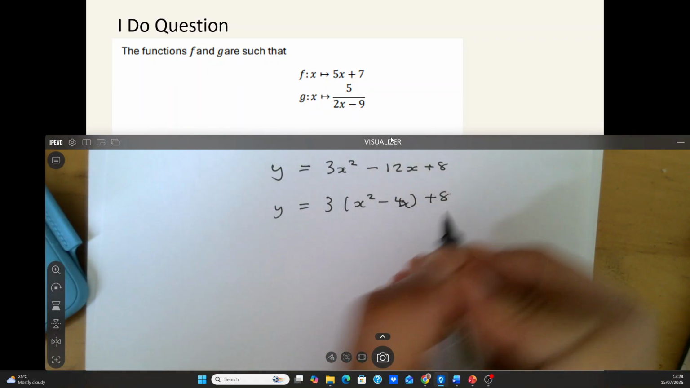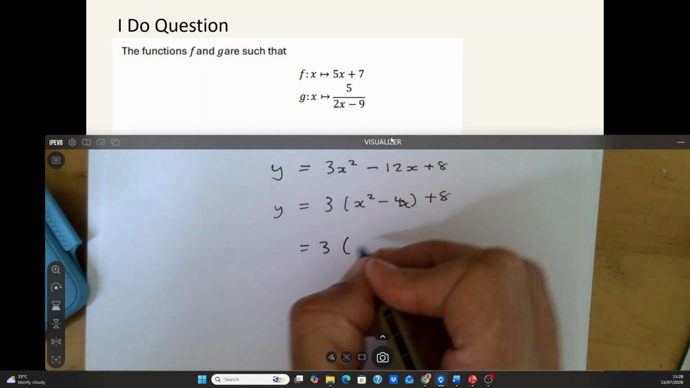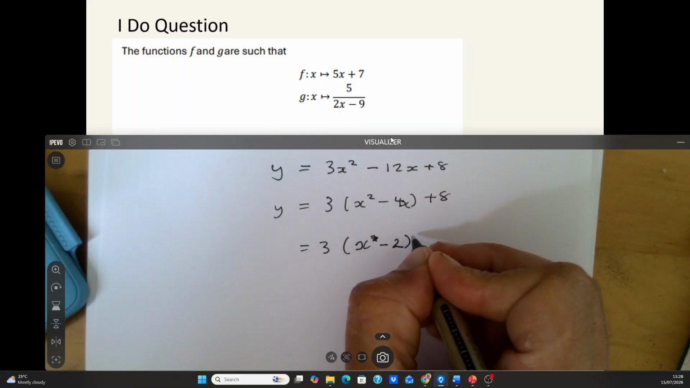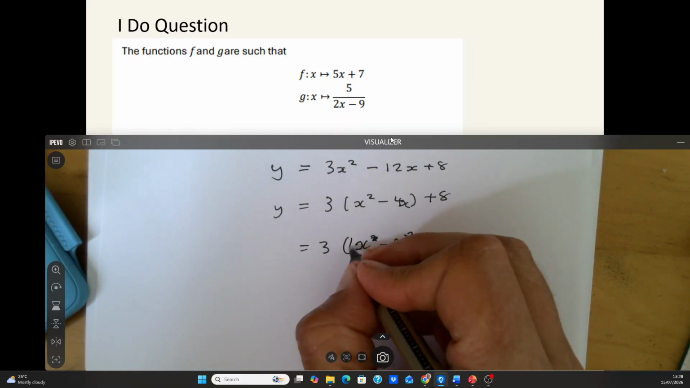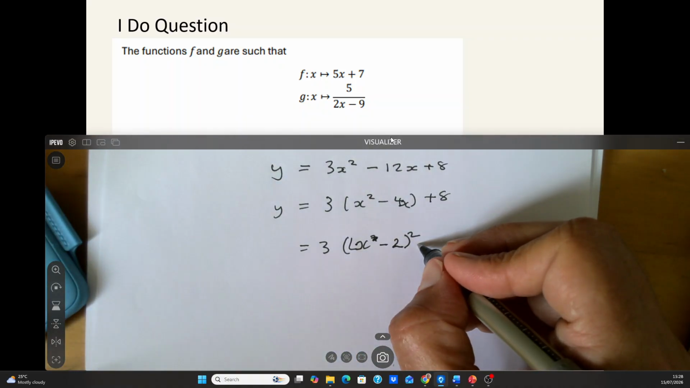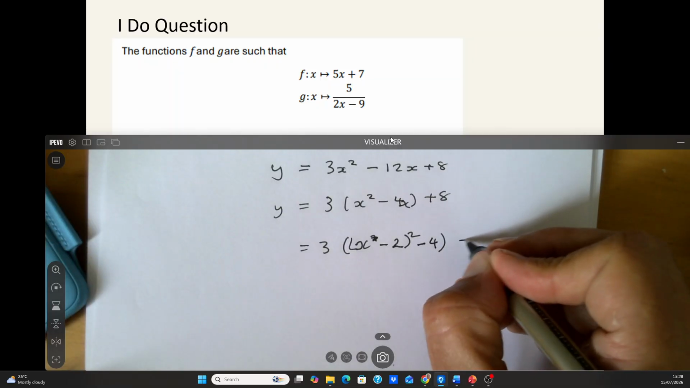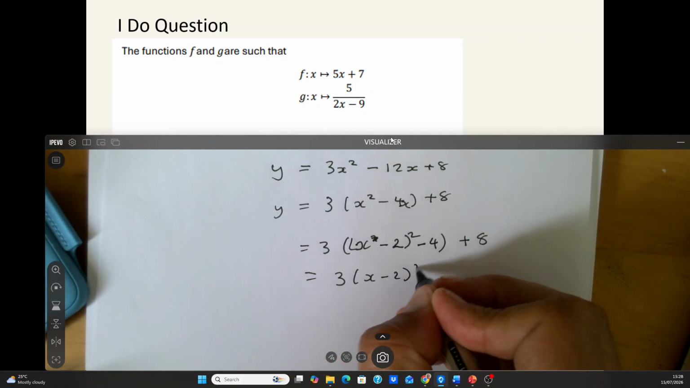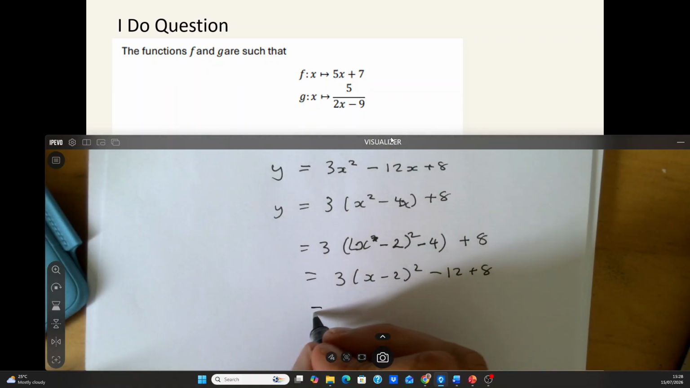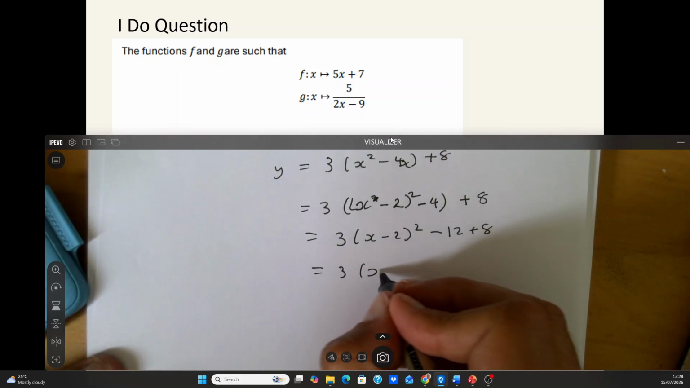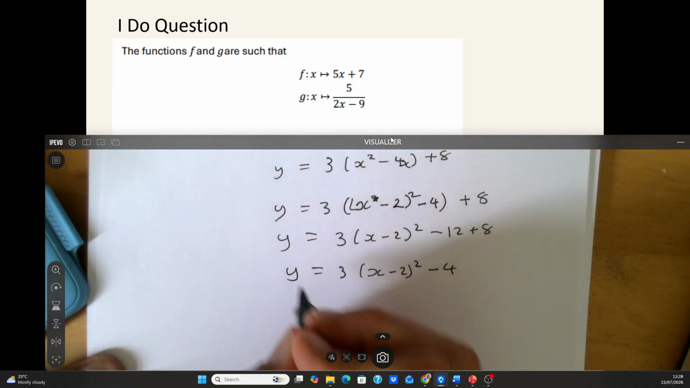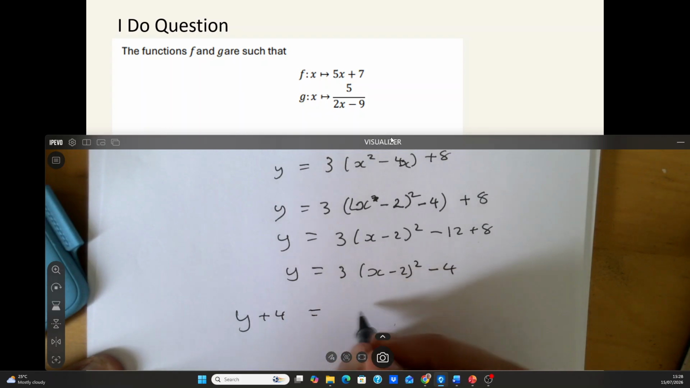So minus 4x, so that gives me 3, completing the square, x minus 2 squared. 2 squared is 4. So I need to take 4 off that. Plus 8. Expand my bracket. So I've got 3 times x minus 2 squared. Take 12 plus 8. Gives me 3 times x minus 2 squared minus 4. And that equals y. So y plus 4 equals 3 lots of x minus 2 squared.